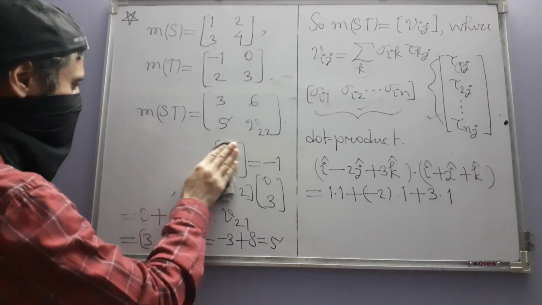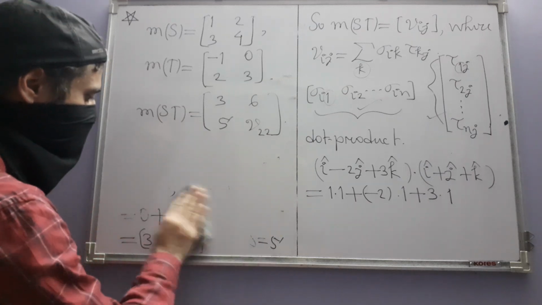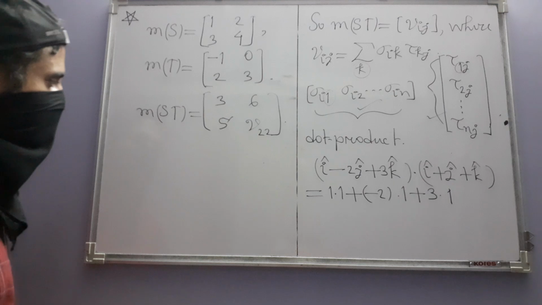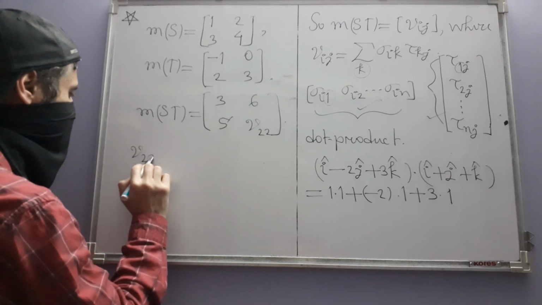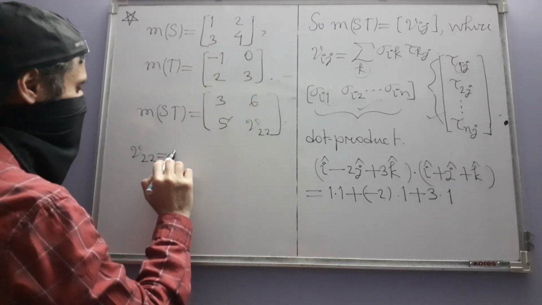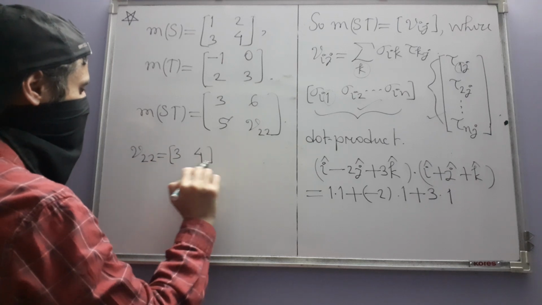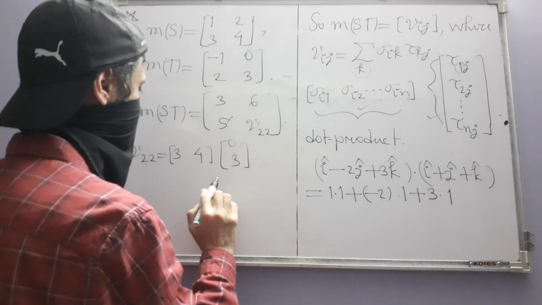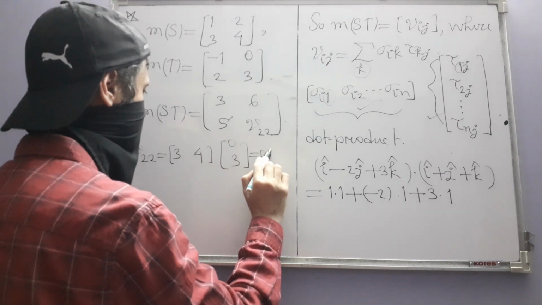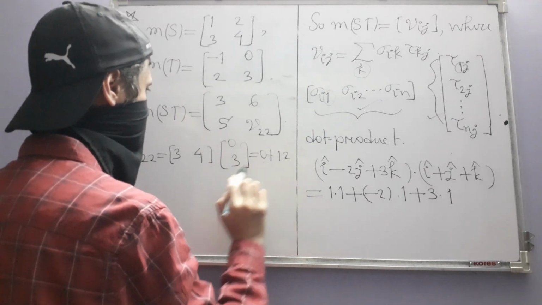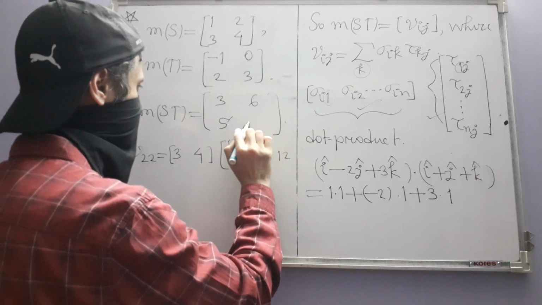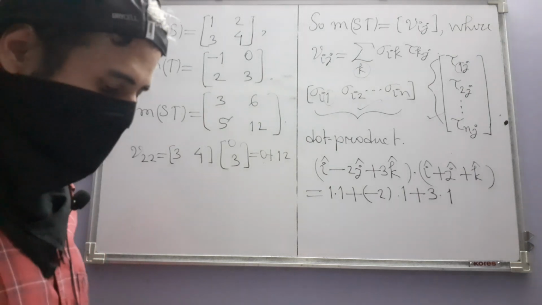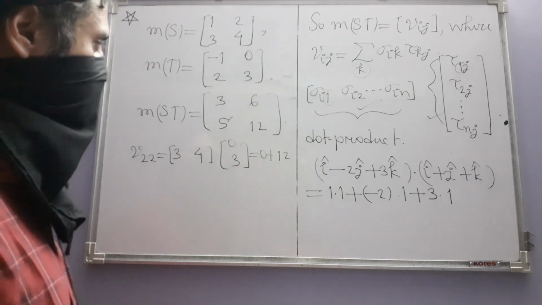Then finally you have to calculate new 2 2. So new 2 2 involves the second row of MS and the second column of MT. 3 times 0 is 0, plus 4 times 3 is 12. So this is 12. So that is the matrix of the operator ST: 3 6 5 12.